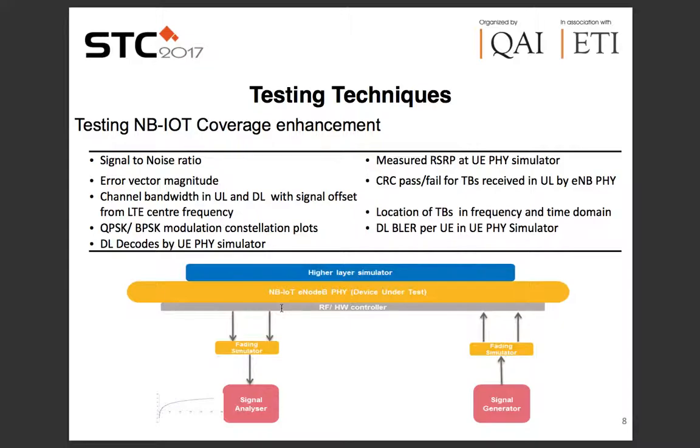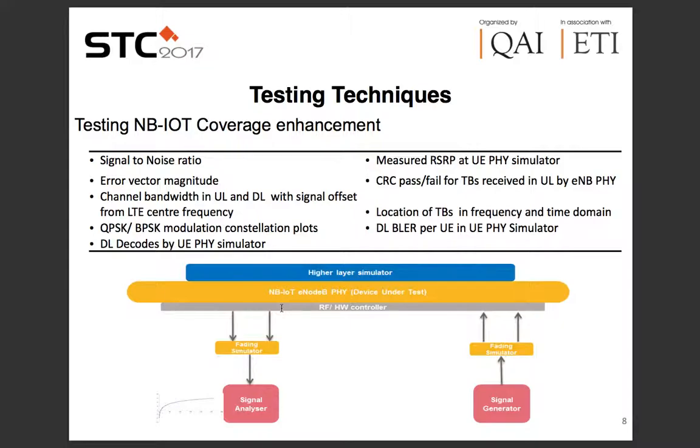So the key parameters to look into for this area will be mostly specification compliant. A few of them are addressed in this slide, which are signal to noise ratio, error vector magnitude, channel bandwidth in uplink and downlink, modulation constellation plots for QPSK and BPSK, DCI decoded by the UE simulator, RSRP measurements, CRC pass and failures, location of transport blocks in frequency and time domain, and downlink BLER per UE in the UE simulator.